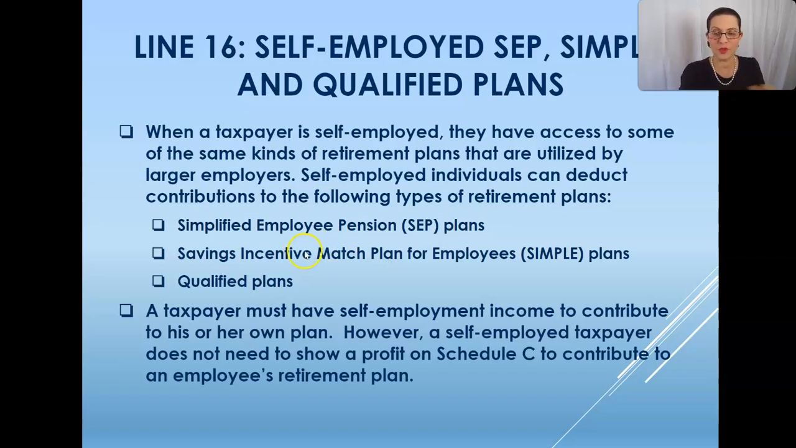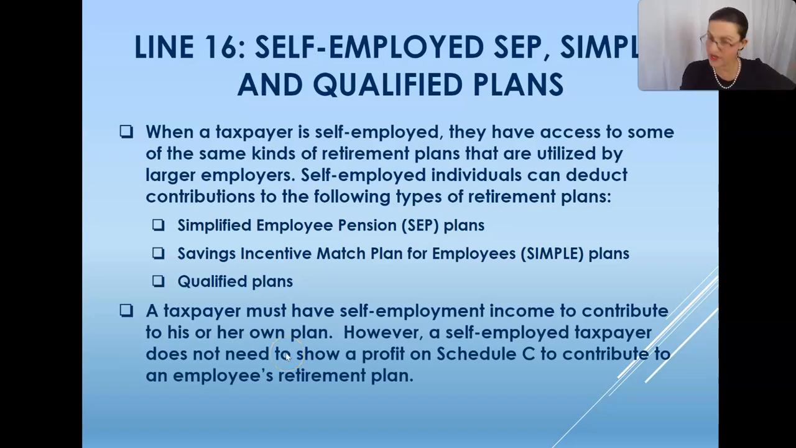But if it's a contribution to one of these plans and you're making it for yourself, then that's an adjustment to income. A taxpayer must have self-employment income in order to contribute to his or her own plan. If it's the business owner, you have to actually show a profit on the Schedule C in order to make a retirement plan contribution. However, if you are a self-employed taxpayer and you do not have a profit on the Schedule C, you can still contribute to an employee's retirement plan. So for example, if you have an employee working for your business and your business shows a loss for the year, you can contribute to the employee's plan.